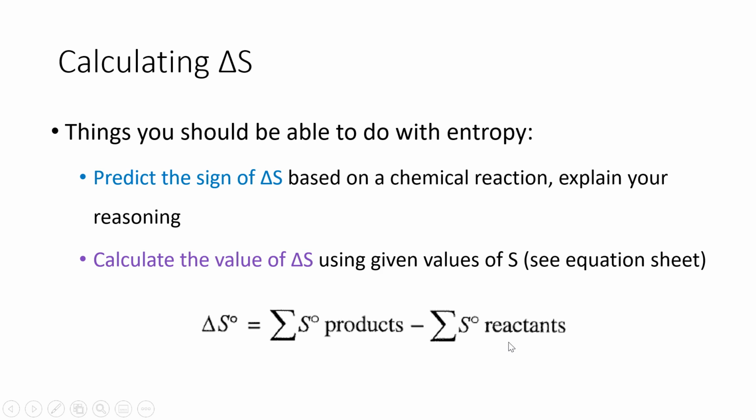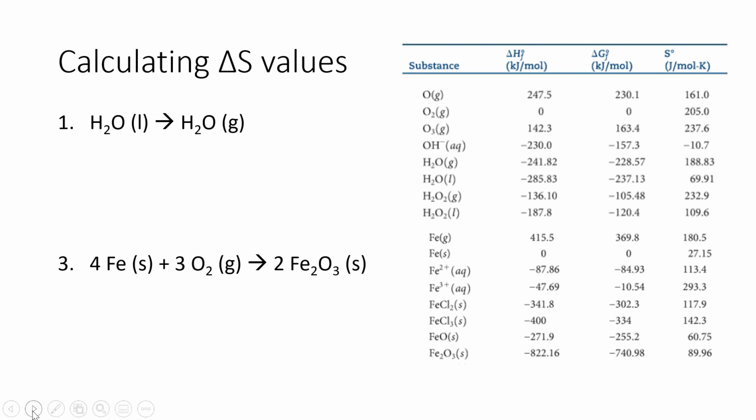Notice the way this equation is written. If the products have more disorder than the reactants, then the delta S will be positive, right? That means you've increased in entropy, you've increased disorder. So let's look at a couple of examples here.